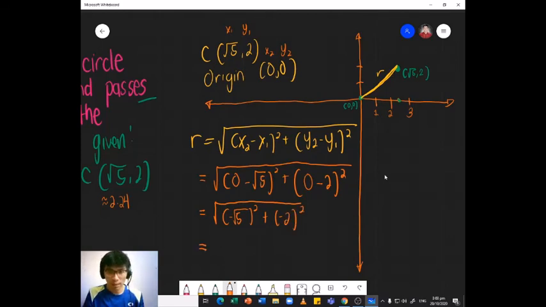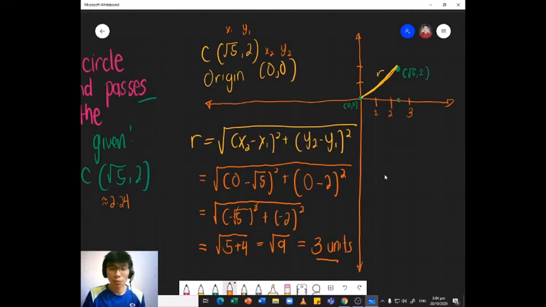So from that, we can conclude that negative raised to the power of 2 is positive, and we have the radical sign here. We can cancel this out, so it will become only 5 and negative 2 squared, that is positive 4. 5 plus 4 is 9. Okay, what is the square root of 9? That is 3. Therefore, how long is our radius? That is 3 units.